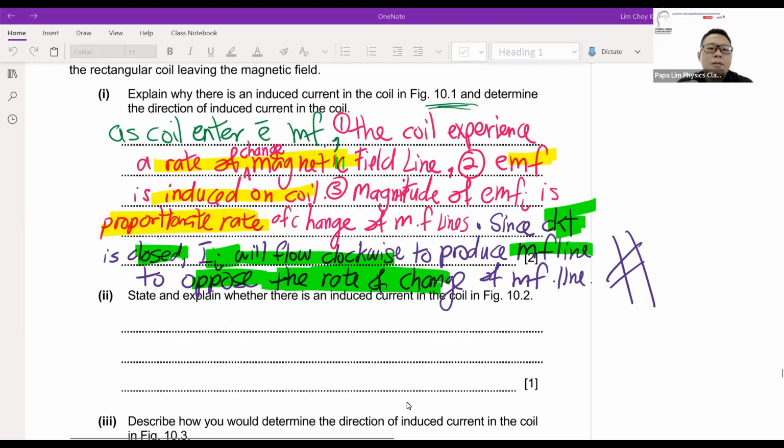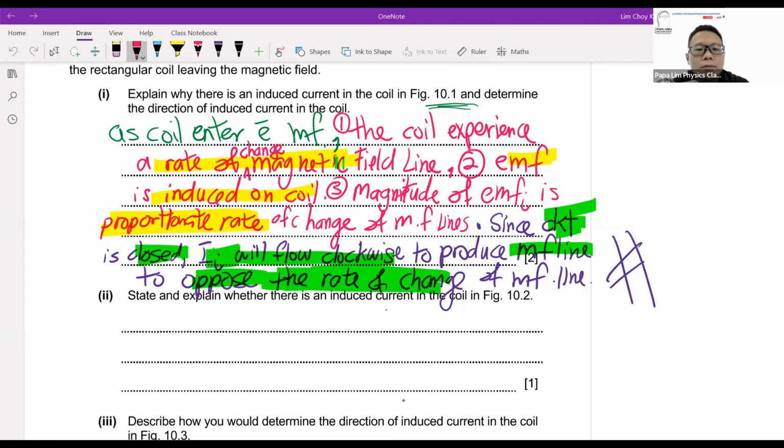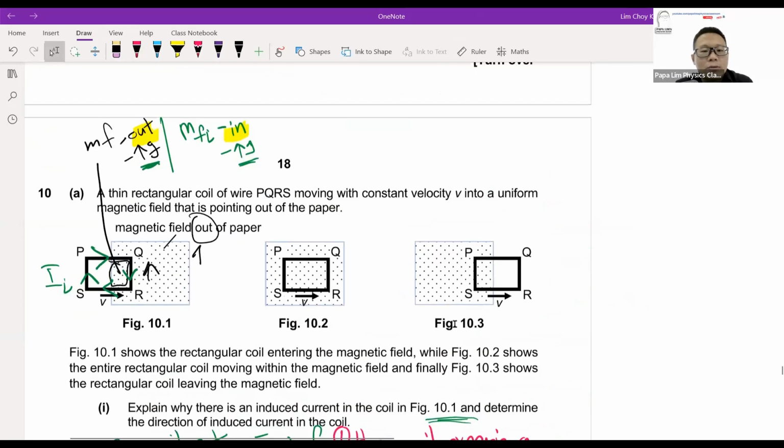Now A part 2 talks about asking the student to find the induced current in figure 10.2. Now in figure 10.2, take note that the coil is already inside the magnetic field lines. So within this area, as long as the coil PQRS is within this area, the phenomenon that you see is that while the coil is inside the magnetic field lines, the amount of field lines inside the coil is always maximum.